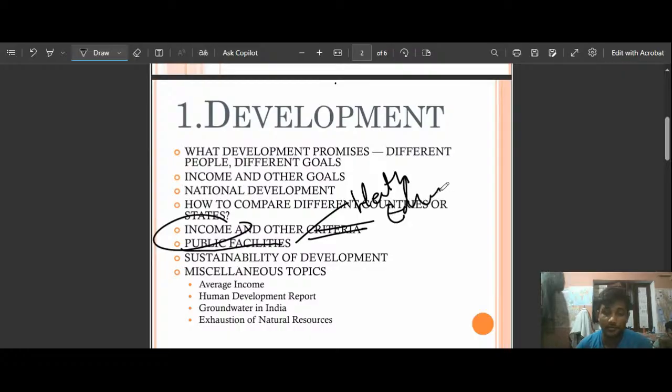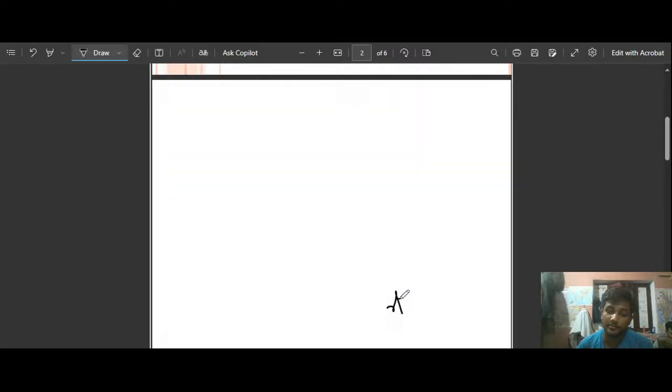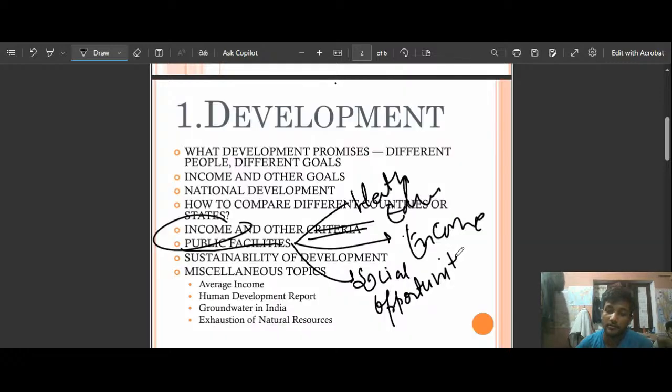education, income, social opportunities, and access to their doorstep.